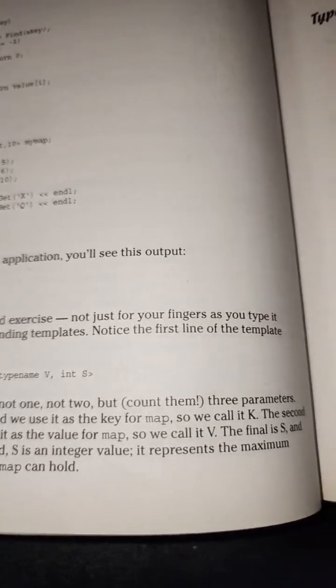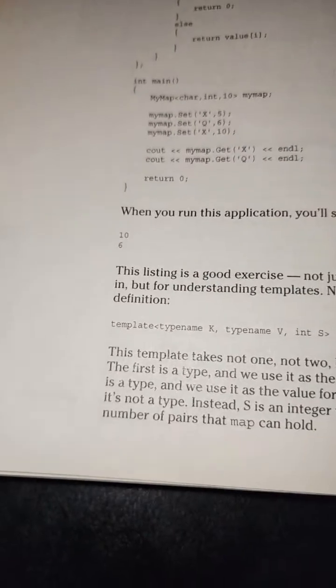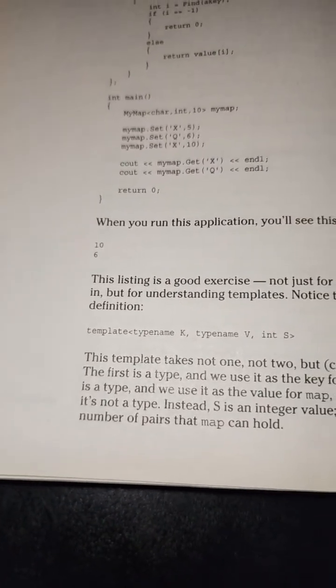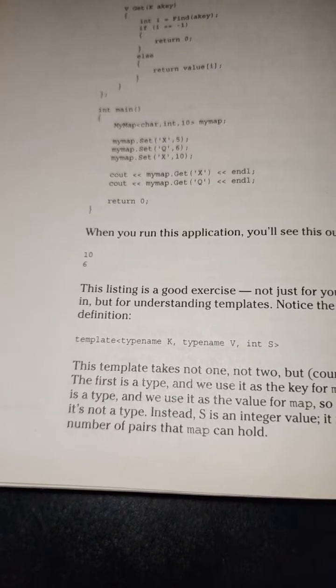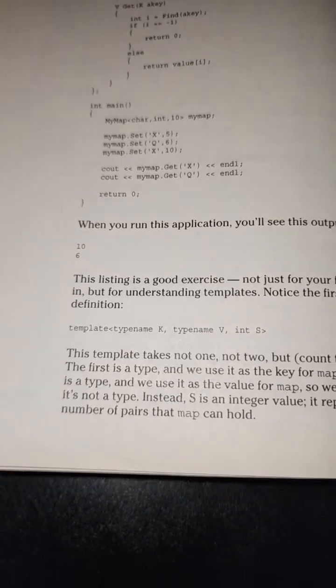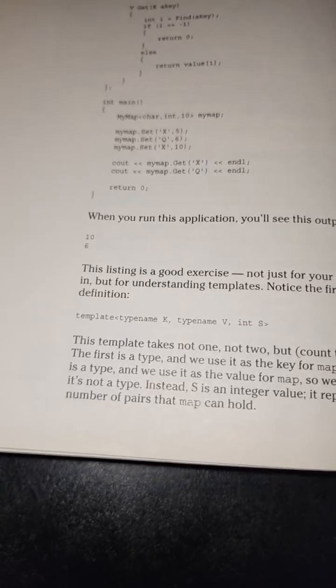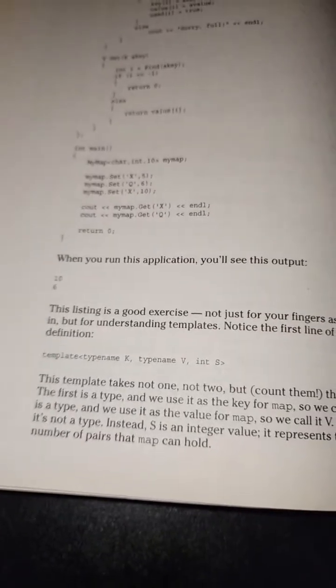Notice the first line of the template definition: template with the angle braces, typename K, comma, typename V, comma, int S. This template takes not one, not two, but count them, 3 parameters. The first is the type, and we use it as the key for map, so we call it K. The second is the type, and we use it as the value for map, so we call it V.